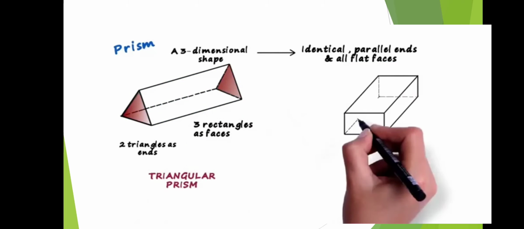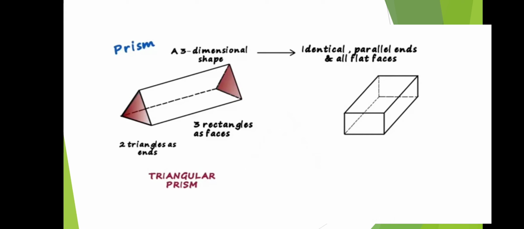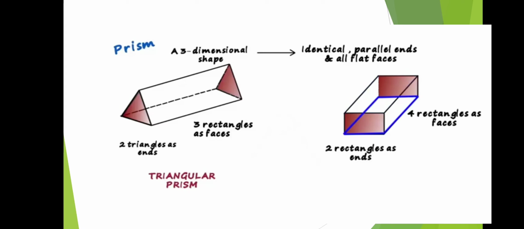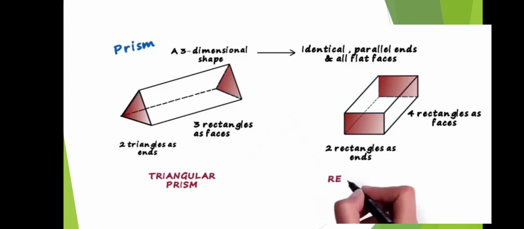Here's another three-dimensional shape. Let me color its ends. We can see that it has 2 rectangles as ends and they are also parallel to each other. And it has 4 rectangles as faces. One on the right hand side, one on the left hand side, one at the top and one at the bottom. So all its faces are flat. This is called a rectangular prism.